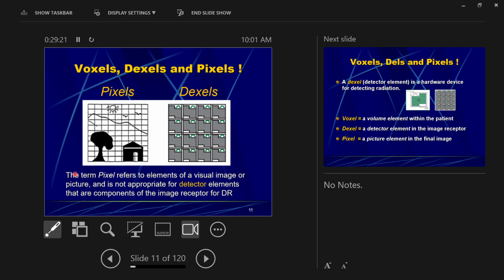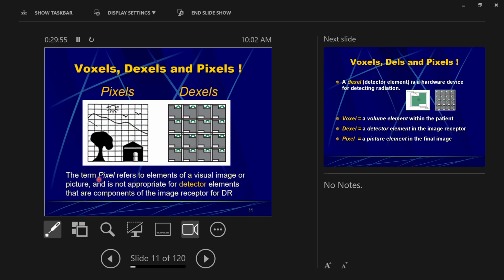Okay, so let's just make sure we get our terminology squared away. Pixels refer to the elements of a visual image or picture. Pixels are picture elements. These are for display. When you look at a picture on a computer or a TV screen like you are or I am, we're looking at a bunch of pixels. We're looking at a big matrix of pixels, all of them showing a different color, okay? And all of them working together to show us something coherent, right? Like the words and diagrams that we're trying to show and see.